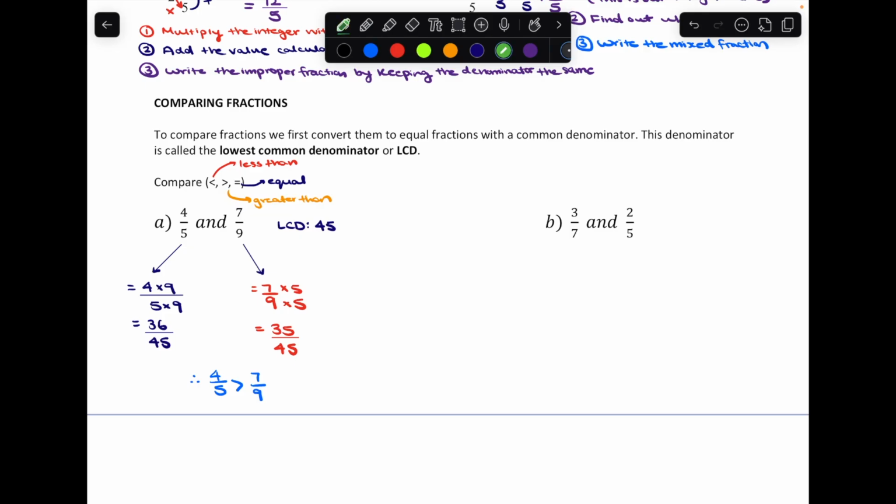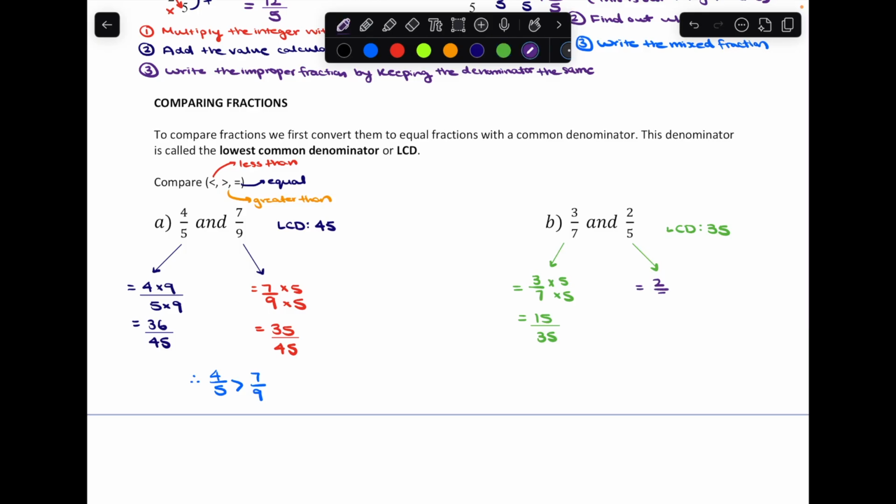Here we have 3 over 7 and 2 over 5. We see our lowest common denominator between 7 and 5 is going to be 35. And so here, if we have 3 over 7, to get to the lowest common denominator of 35, we're going to have to multiply the top by 5 and the bottom by 5. 3 times 5 will give us 15. 7 times 5 will give us our lowest common denominator of 35.